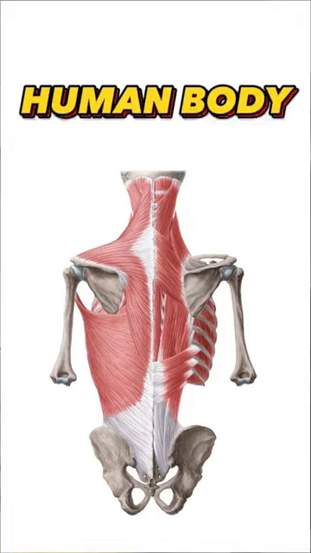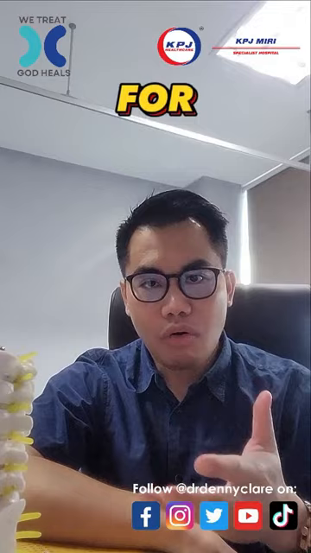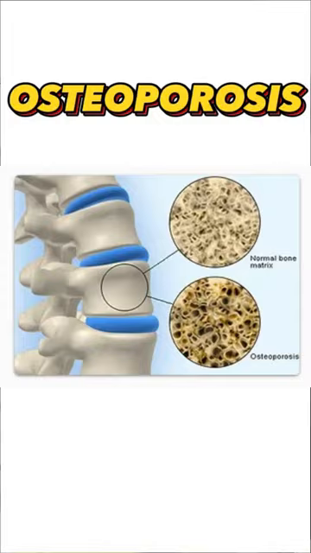The next function is for the well-being of the human body, for red blood cell production, which is called the hematopoiesis process. The other function of the spine is for calcium metabolism, which, if deranged, will lead to osteoporosis. In general, the spinal column, or what we call the vertebral column, can be divided into multiple areas.